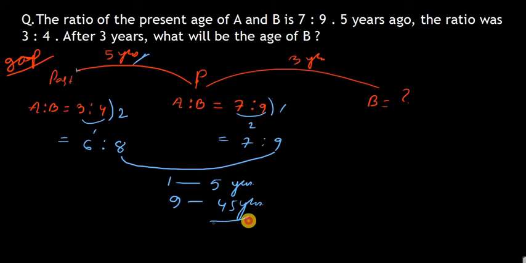45 will be the present age. After 3 years, B will be 45 plus 3, which is 48 years.